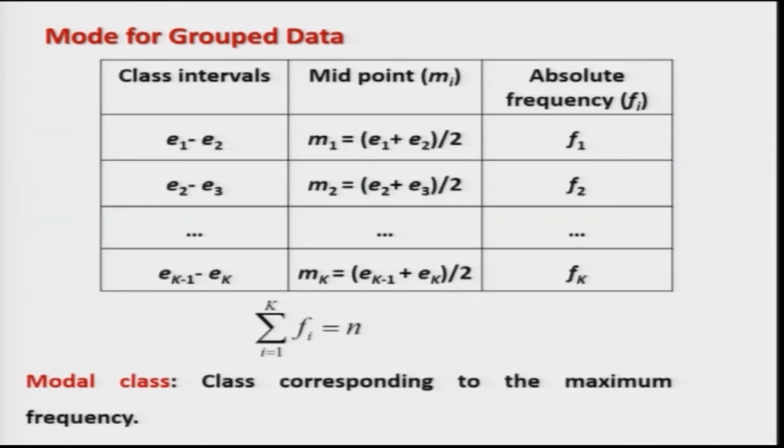Now, in order to compute the mode for this grouped data, the first step is to create a frequency table, and in this frequency table we just need three things. One is the class intervals, second is the midpoint of the class intervals, and the third is the absolute frequency. One thing you have to notice here is that I am using the symbol f to denote the absolute frequency.